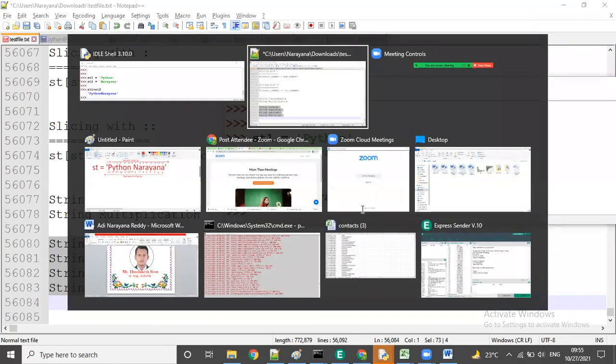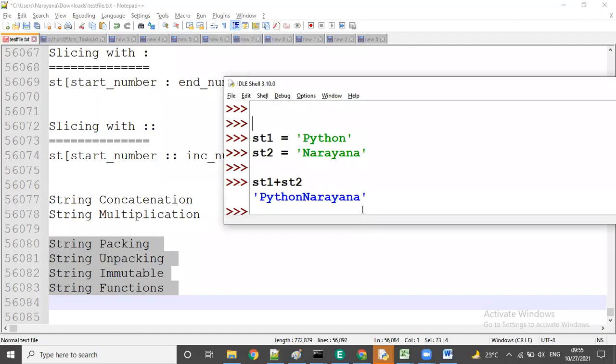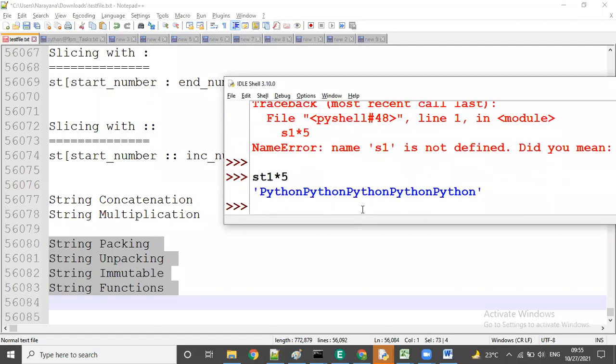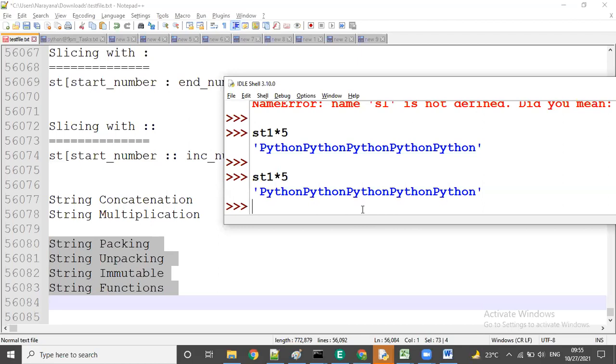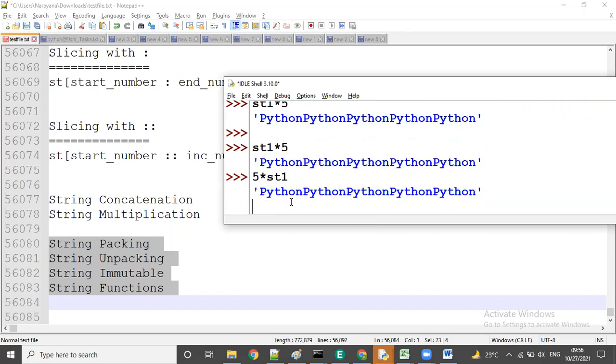Suppose someone asks me, sir, I tried st1 into 5 and the output came, but a student doubt is 5 into st1, sir. Is it possible? Tell me now, all of you. st1 into 5 means output came. Now 5 into st1, does output come or not, guys? Why are you saying no?